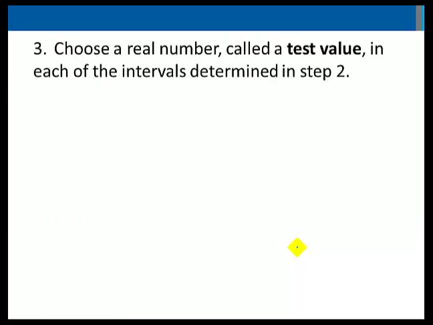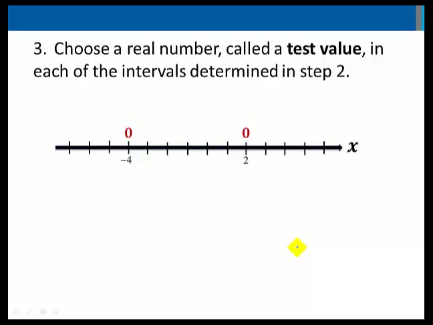Next, we will choose a real number called a test value in each of the intervals determined in the previous step. Okay, so in my first interval, from negative infinity to negative 4, I will choose a test value of x equals negative 6. I can choose any x value to the left of negative 4 I want to, but in this case I chose negative 6. In the second interval, from negative 4 to 2, I will choose x equals 0. And in the third interval, from 2 to infinity, I will choose x equals 3.